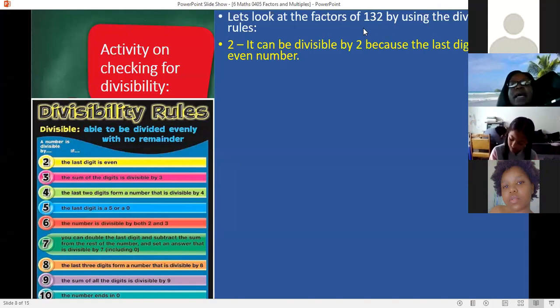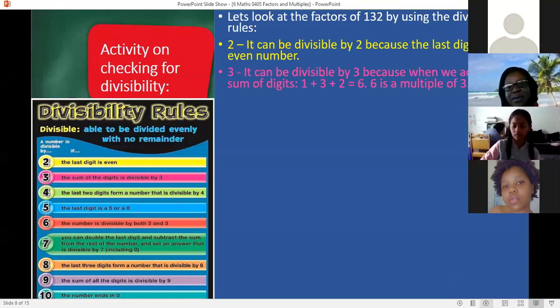Looking at the number 132, we want to check, is 132 divisible by 2? We check the last number because the rule says the last digit has to be an even number. We come to the last digit and we see the last digit is 2. So this means that 2 is a factor of 132. And then we check the next one: is it divisible by 3? If we add the sum of the digits, 1 plus 3 plus 2, we get 6. And 6 is a multiple of 3. So 3 is definitely a factor of 132.